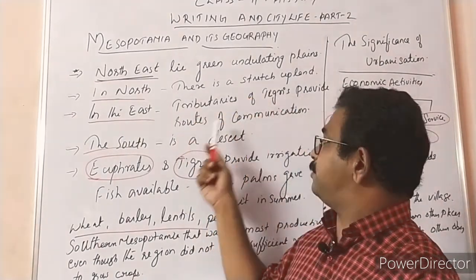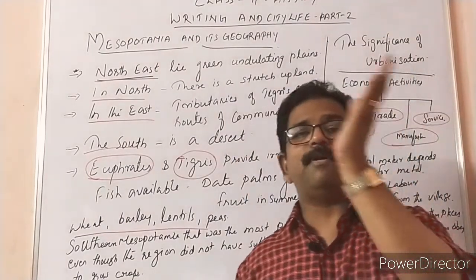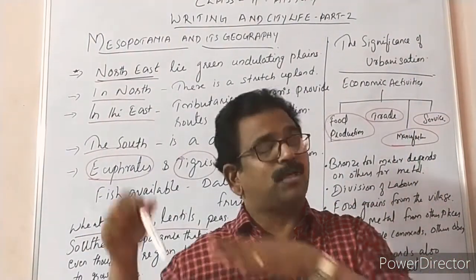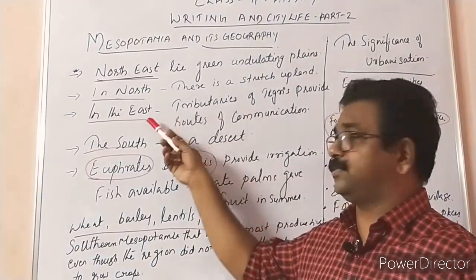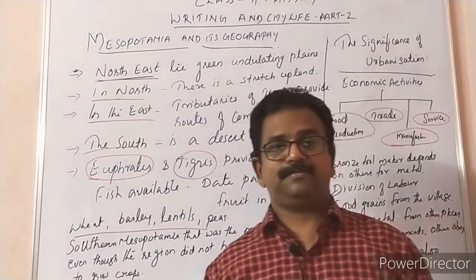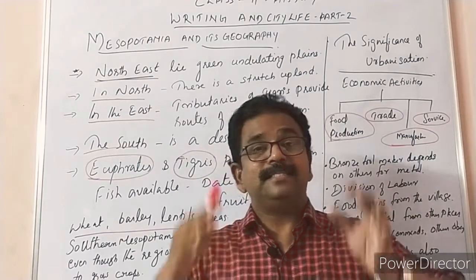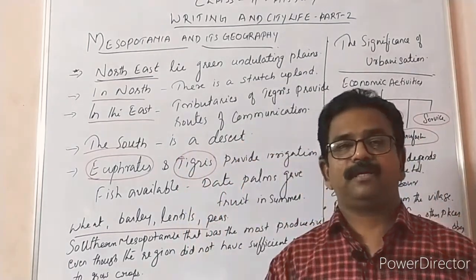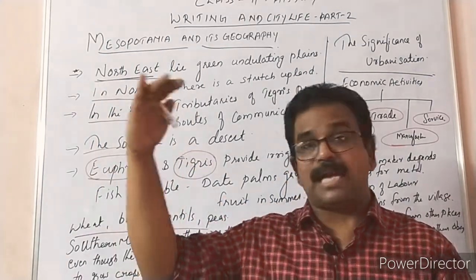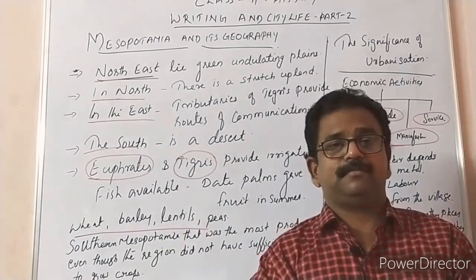Tributaries of the Tigris provide routes of communication in the mountain range of Iraq. The mountains of Iraq give you communication because of tributaries in the east area. And what about the south? It's a desert. It's a desert, but this area is so productive. How? Because there are mountains, and from there what happens? Rivers start. And these will bring a lot of silt.